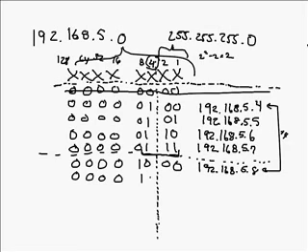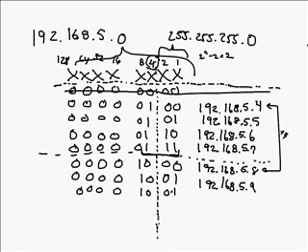And the first host would simply go up 1 in binary to 5.9. And the second host, whoops, made a mistake here. Would simply be 5.10. The broadcast would be 5.11. And we don't need to worry about that because I really wasn't asked about that.